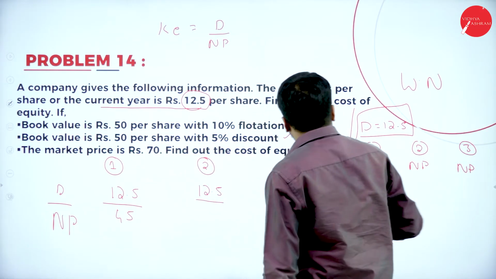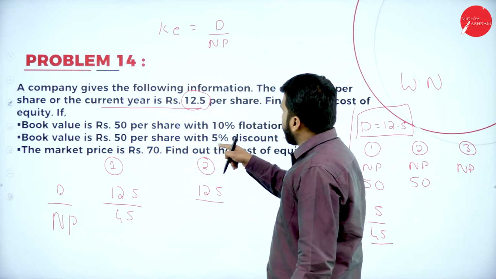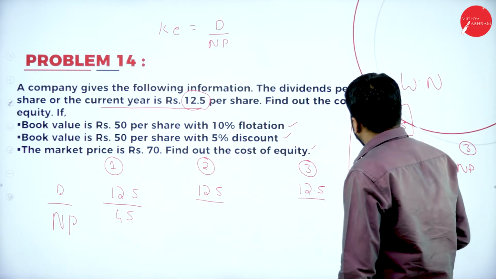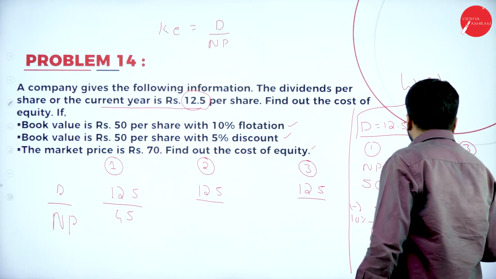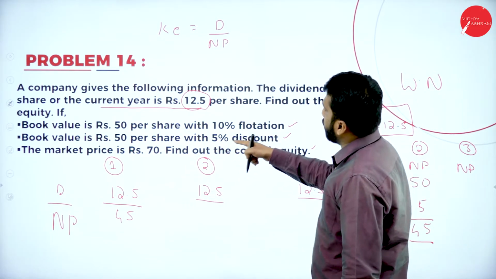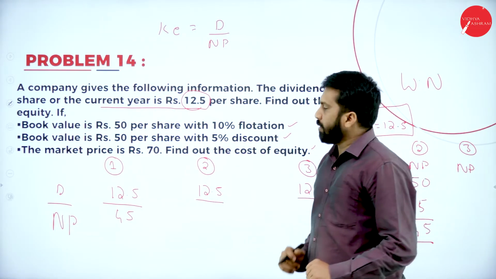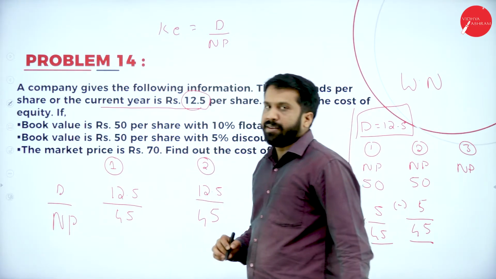Now, I'll go for the second one. Book value is 50. Write down 50. Per share with 5% discount. Same procedure. Again 5% discount. It is 5 rupee. This will be how much? 45. 50 per 5% discount. Next. The net proceed will be same as it is 45.